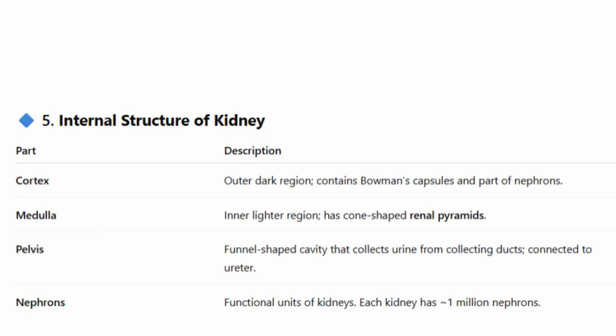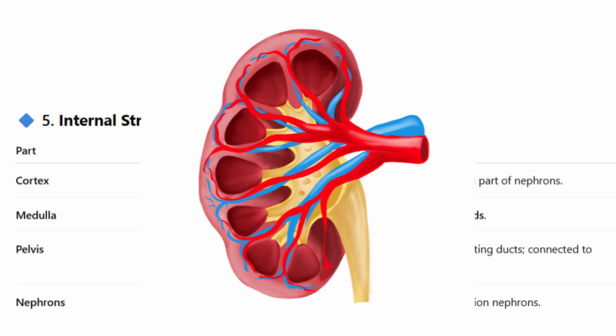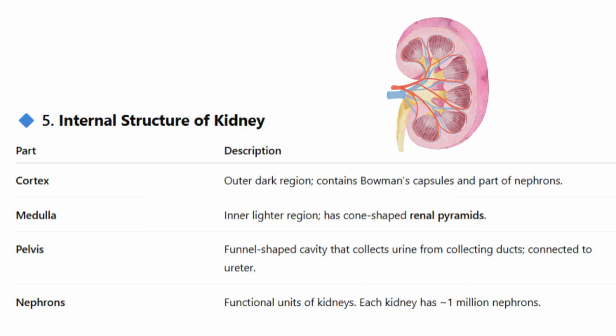Now let's explore the internal structure of the kidney, where the actual filtration of blood takes place. First, we have the cortex, the outer dark region of the kidney. It contains the Bowman's capsules and parts of the nephrons, the basic functional units. Inside the cortex lies the medulla, which is the inner lighter region. It has several cone-shaped structures called renal pyramids that help in the flow of filtered substances. These pyramids drain into the pelvis, a funnel-shaped cavity. The pelvis collects the urine formed by nephrons and sends it to the ureter.